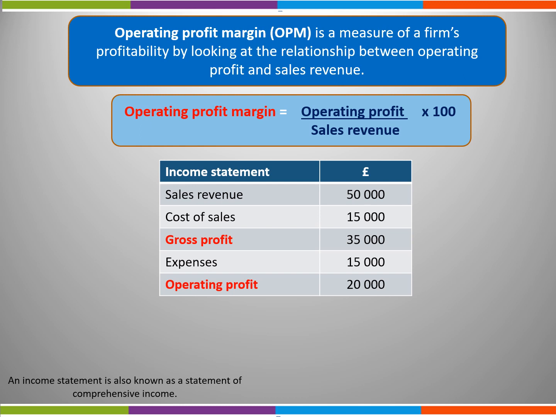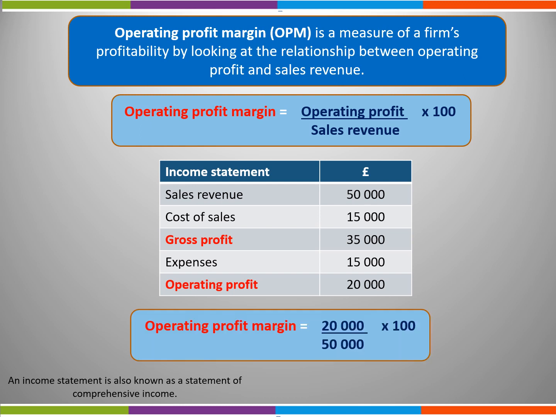Sales revenue is £50,000. We deduct the cost of sales such as raw materials to get a gross profit of £35,000. From this we deduct expenses to get an operating profit of £20,000. To find the relationship between operating profit and sales revenue, we use the operating profit margin. So an operating profit of £20,000 divided by a sales revenue of £50,000 times 100 to get a percentage gives us 40%.